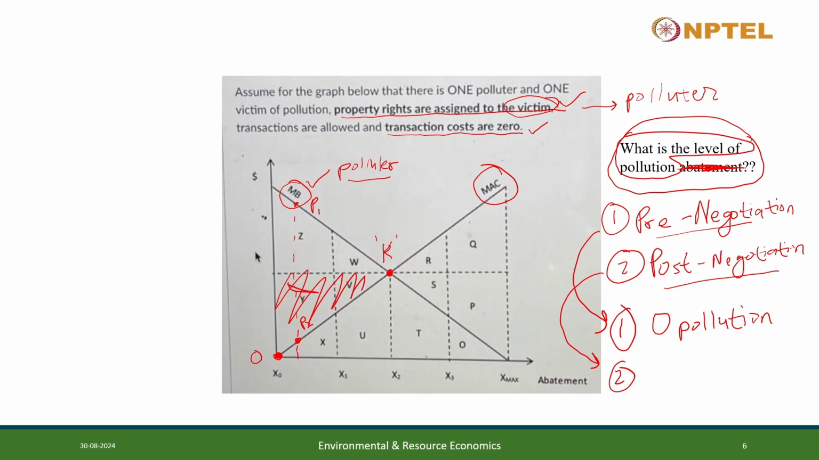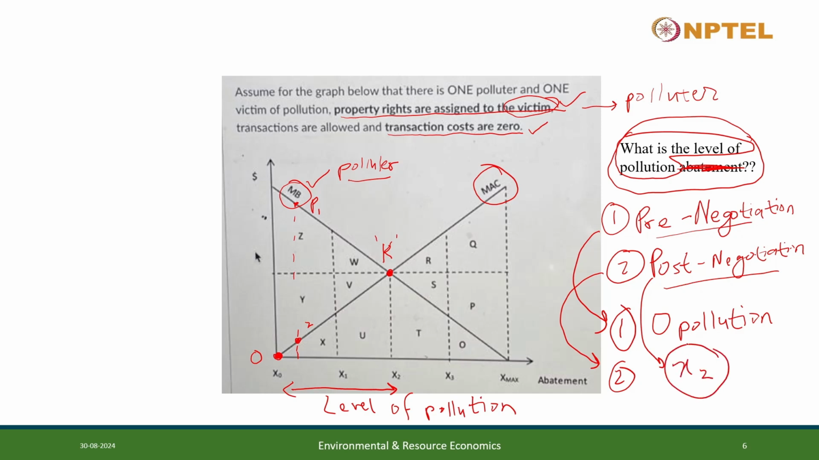So x0 to x2 will be the level of pollution. Am I clear? Okay. Now the second answer will be this one, X2. For post-negotiation, X2 will be the level of pollution. I hope I'm clear.